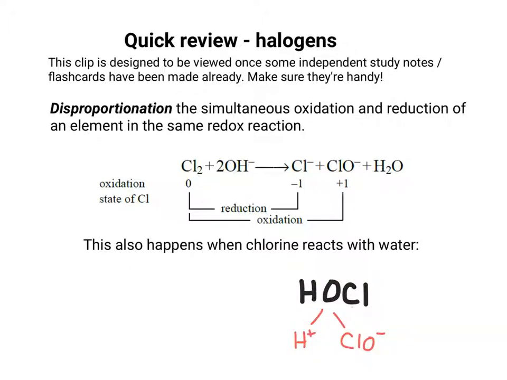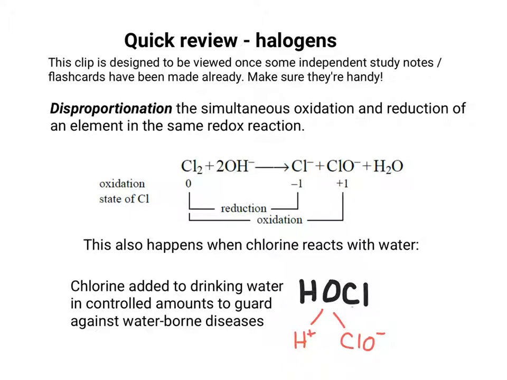So if we take the HOCl species, this is called hypochlorous acid, and basically it's the chlorate(I) ion. So the chlorate(I) ion has chlorine in the oxidation state of +1, hence the chlorate(I) name. And chlorate(I) is very toxic to microorganisms, so it's added to the water supply in small amounts. And this is to guard against waterborne diseases.